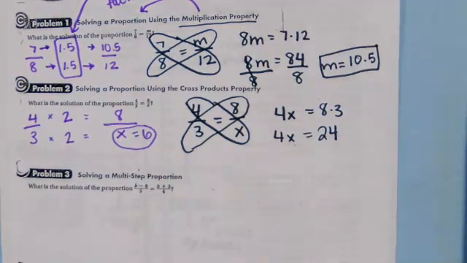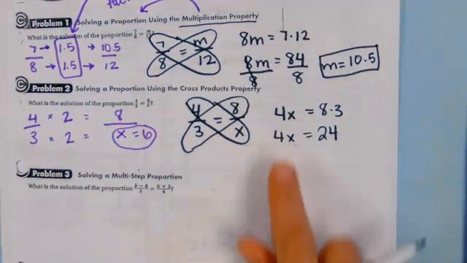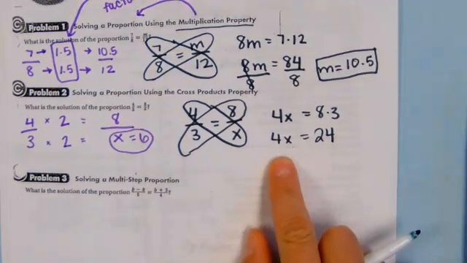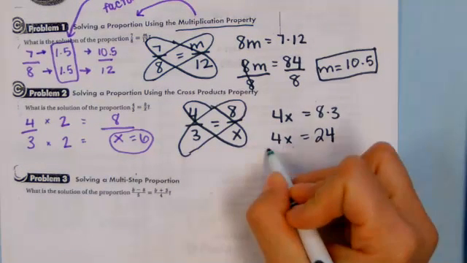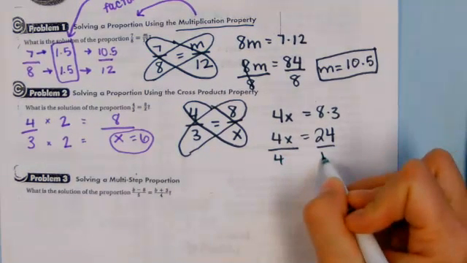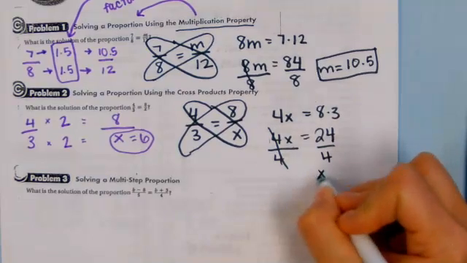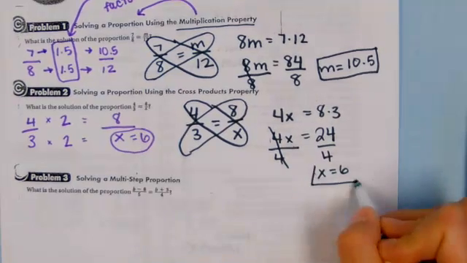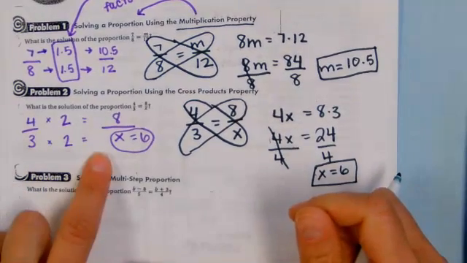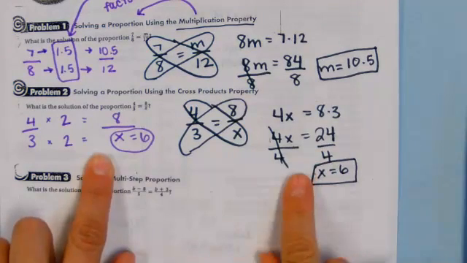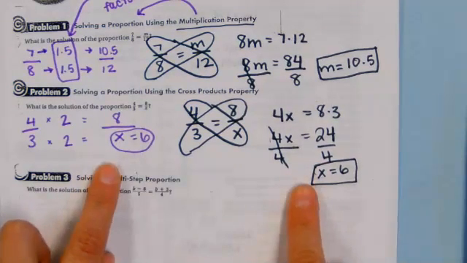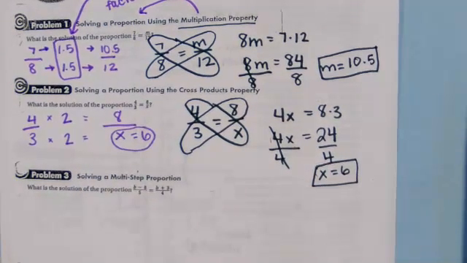And then to solve that, how would you undo the 4 times x? We would divide. So we divide by 4, and we get the same answer, don't we? x equals 6. Multiplication property is in purple. Cross products property is in black. Same way to get the same answer. Use what works best in your brain, okay? Because they will give you the same answer.